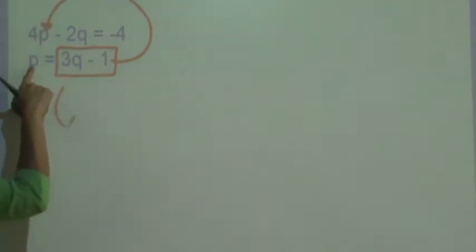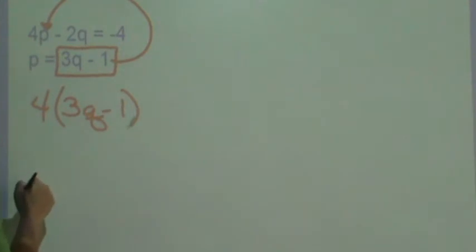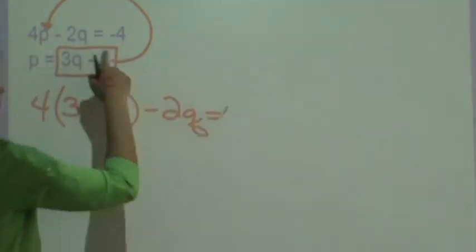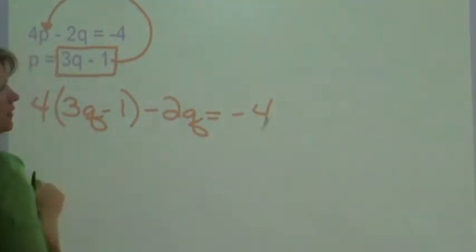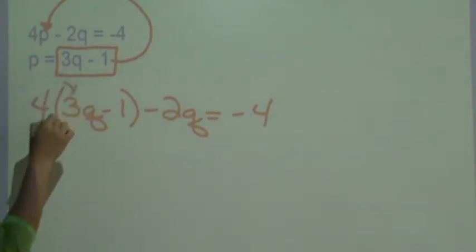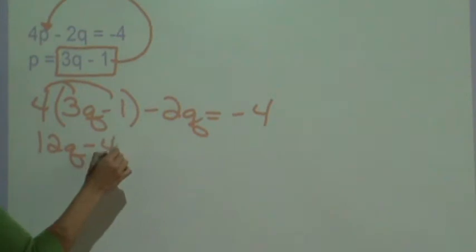We got 4, and then instead of p, I'm going to put 3q minus 1. Then I'm going to bring down my minus 2q and my equals and my negative 4. All right, this is still, again, this is a medium difficulty. All right, so we got to distribute. We get 12q minus 4.